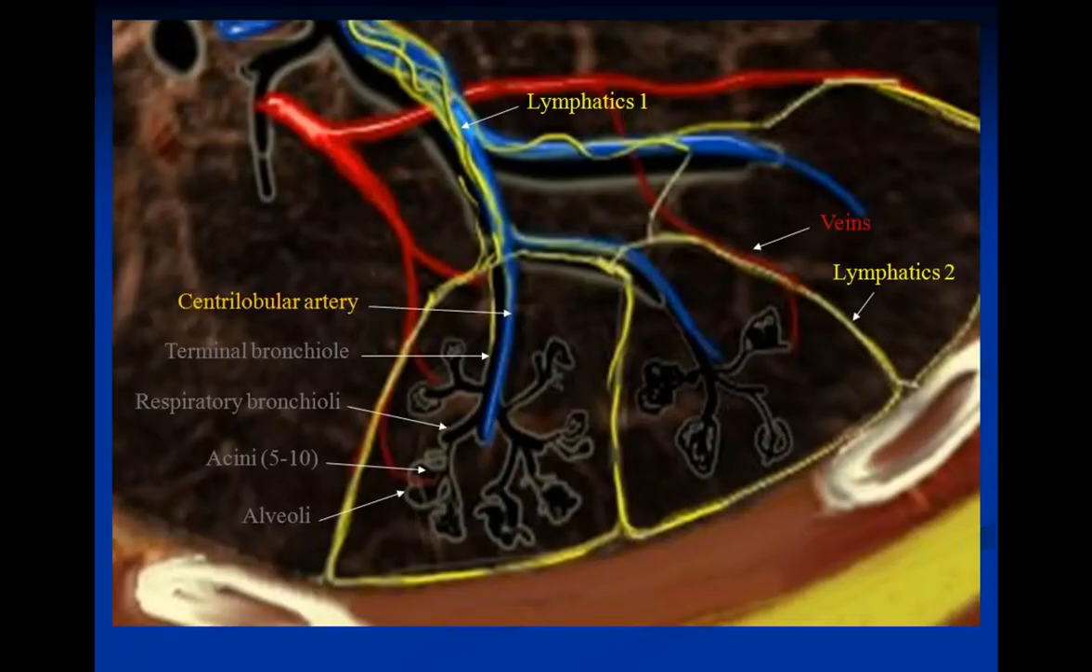This diagram is showing lymphatics 1, the central lymphatics, and lymphatics 2, the peripheral lymphatics. That is the perilymphatic area, present within the interlobular septa. Lymphatics 1, the central lymphatics, surround the bronchovascular bundle. These lymphatics are very much responsible for causing changes in the interstitium.